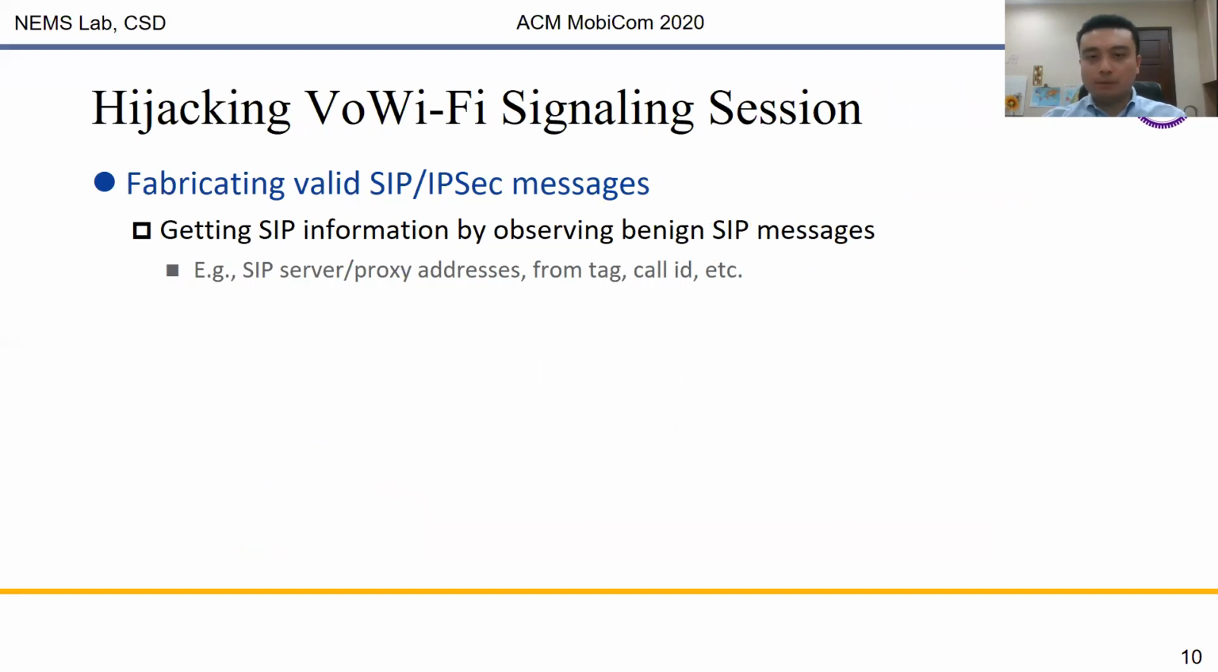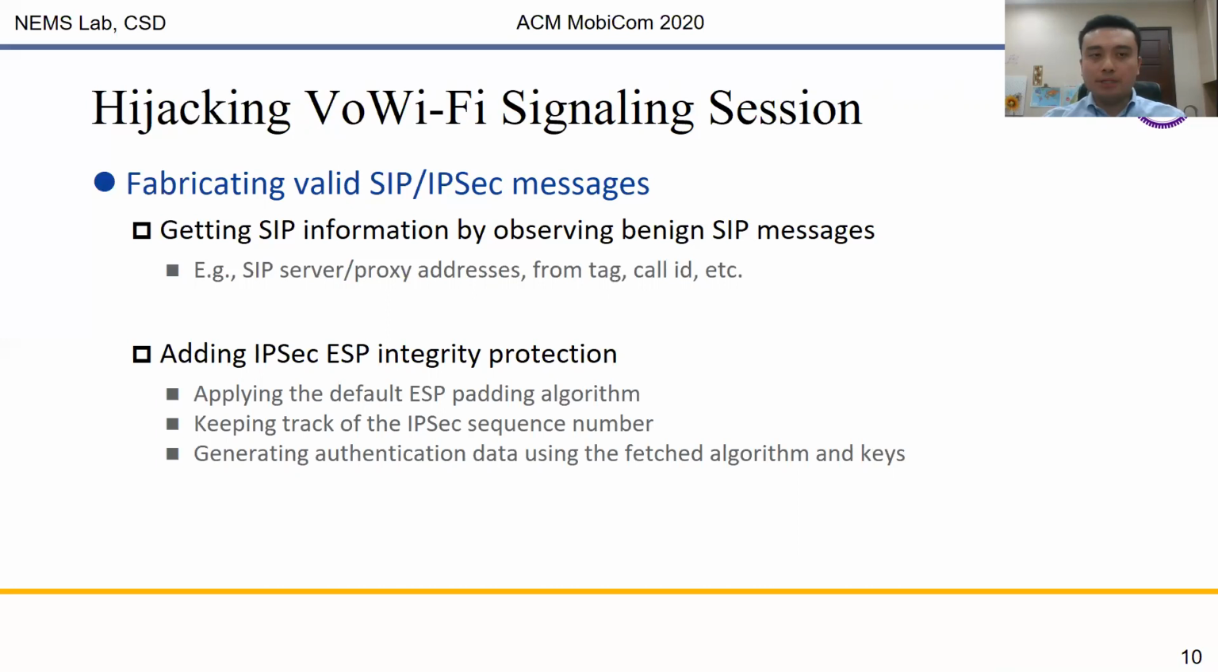To fabricate valid SIP and IPsec messages, there are two major steps. First, we need to have valid SIP information. For this part, we can get SIP information by observing benign SIP messages. For example, SIP server address, proxy address, from tag, and the call ID. The second step is to add IPsec ESP integrity protection to each packet. Here we apply the default ESP padding algorithm, keep track of the IPsec sequence number, and finally generate authentication data using the fetched algorithm and the keys from the system.